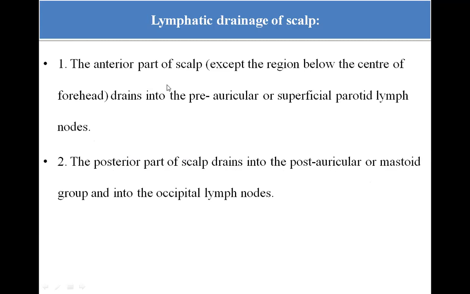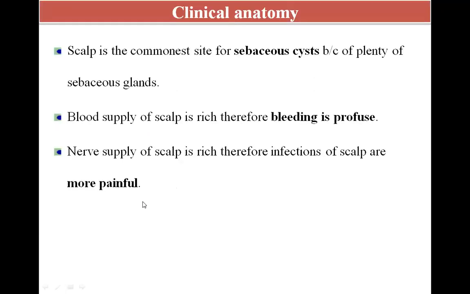The anterior part of the scalp drains into the pre-auricular or the superficial parotid group of lymph nodes, except the region below the center of the forehead. The posterior part of the scalp drains into the posterior auricular or the mastoid group and into the occipital lymph nodes. Coming to the clinical anatomy of the scalp.